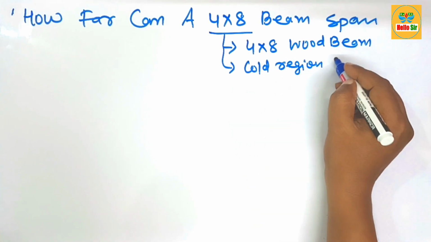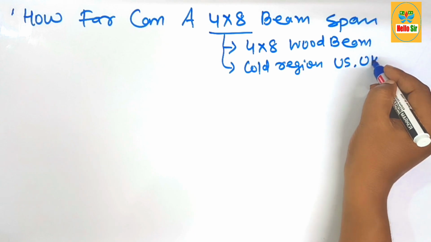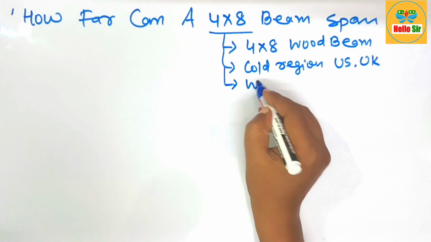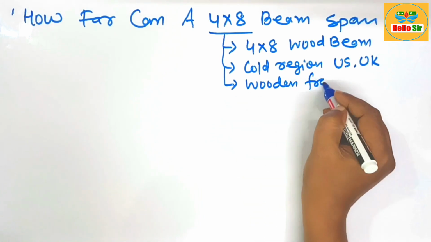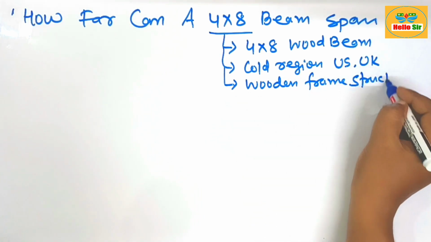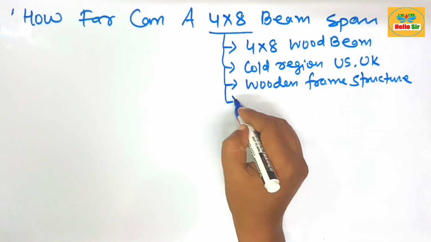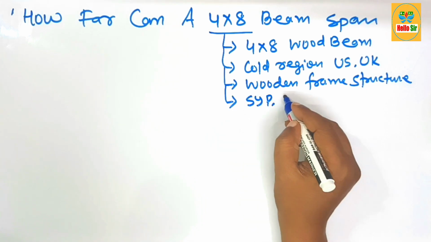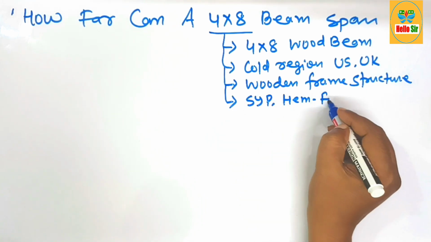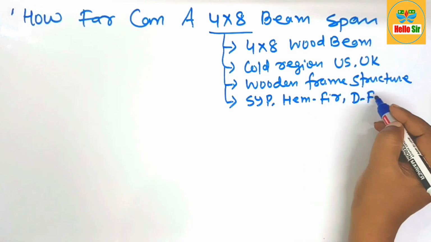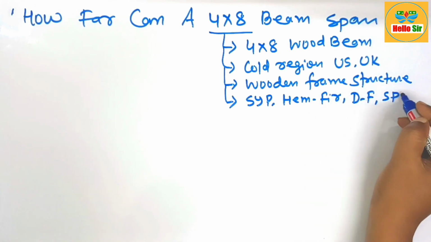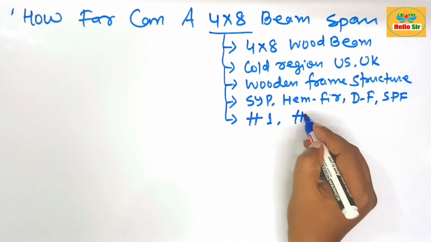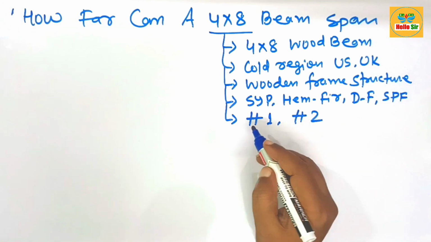In cold region countries like the United States, UK, and others, dimensional lumber is used in home construction as a wooden frame structure. Many species of wood are used as beams, like SYP, Hem-Fir, DF, or SPF, and there are several grades. Grade 1 and grade 2 are used as beams and other structure.